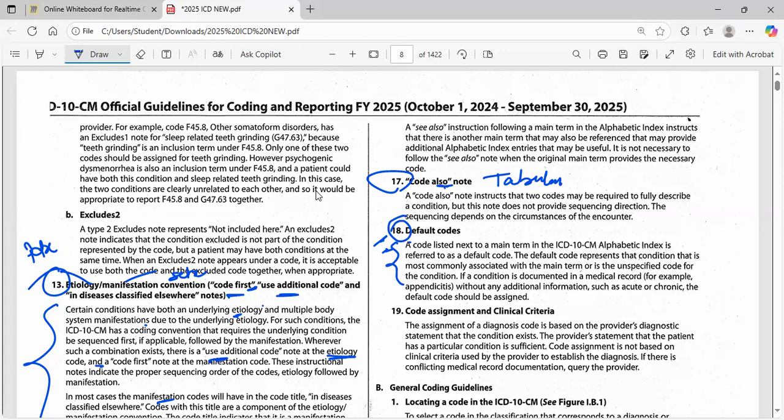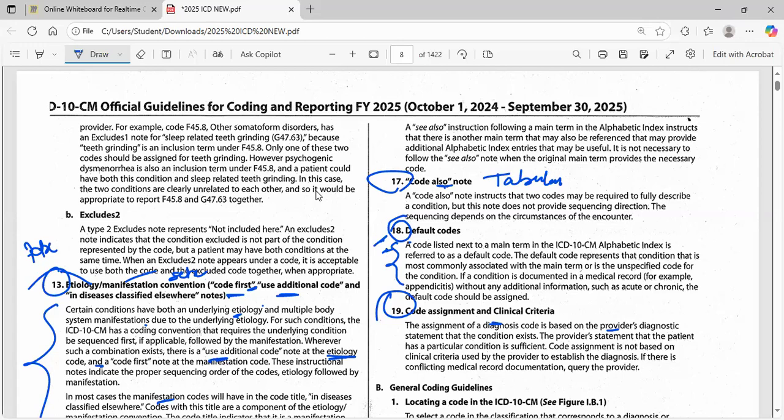Next, we have the code assignment and the clinical criteria. We have to code the condition which is mentioned by the providers or given by the doctor. We have to code only that condition which is given or described by the provider. We don't need to go through the lab reports or read out the labs, or go into the imaging reports and read out the radiology report completely. We have to code only the condition which is given by the doctor.